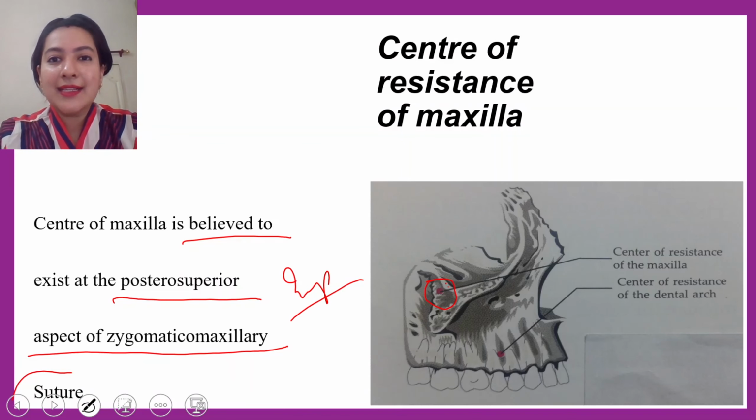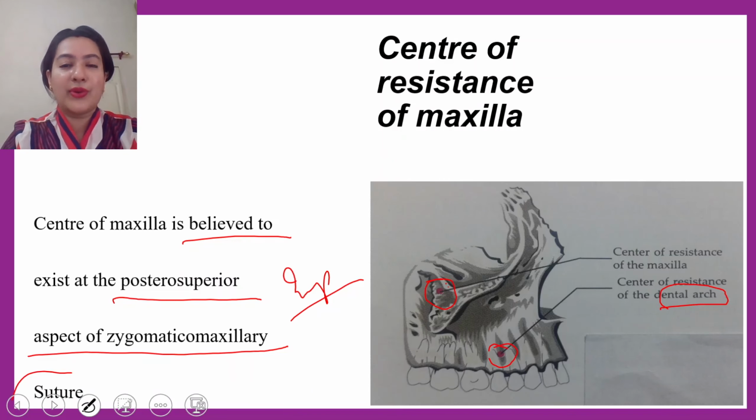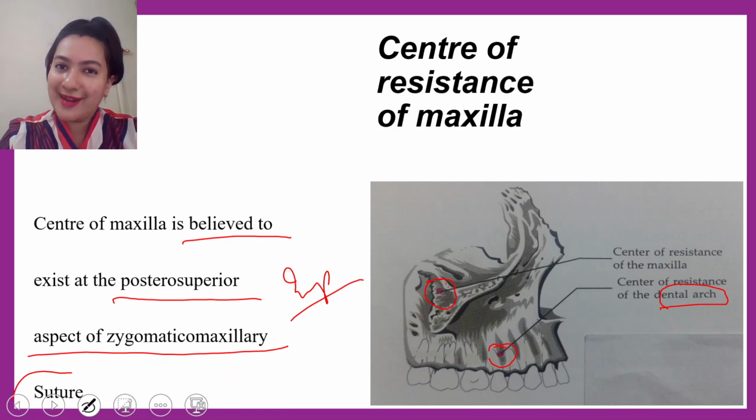Okay. Next thing, since we are already talking about center of resistance, we have seen that of the maxilla, that is the entire arch. Now, center of resistance of the dental arch. Okay, this is of the entire maxilla, not purely of the dental arch. Please note that the center of resistance of the maxillary dental arch is located in between the roots of the two premolars, as highlighted in the photograph. In between the roots of your first and second premolar lies the center of resistance of the dental arch.